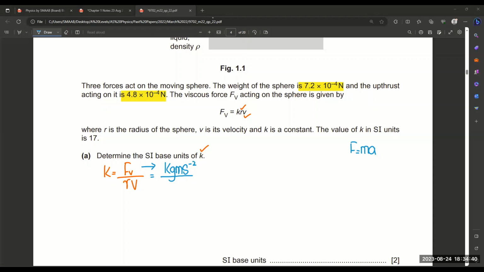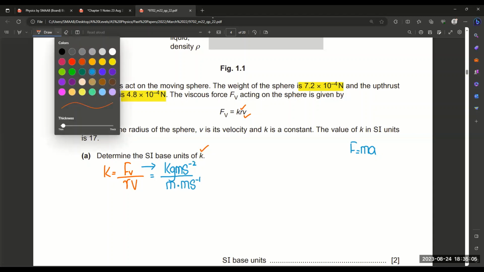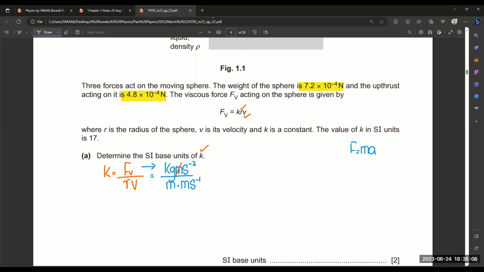Wait, no, it's going to be kg per meter second. For R, we have radius, so we know radius will be equal to meters. And velocity is always meter per second. So it's going to be m squared divided by s, like m squared and then s minus 1. So m is simply cancelled out over there, and one of the s is also cancelled out at the top and the one at the bottom. It's going to be kg s minus 1 divided by m.